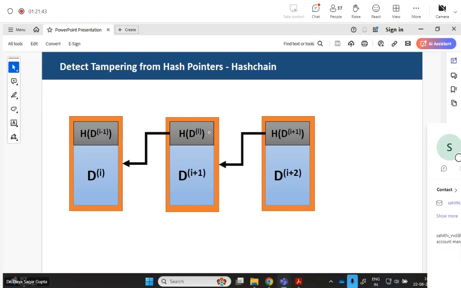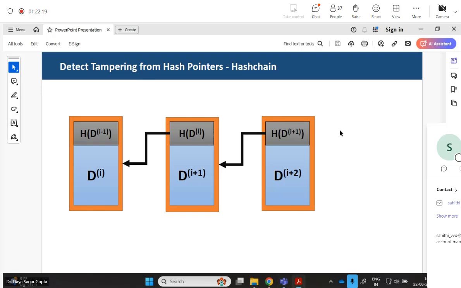If I change it here, I need to change it here as well. Again the next block, again the next block. So this will be complex, because all are linked together. All the hashes are linked together. Are you getting my point? You'll see in the next slide what exactly blockchain is and all that.